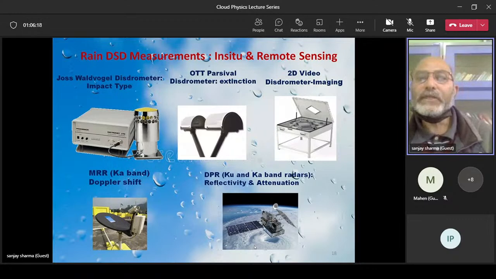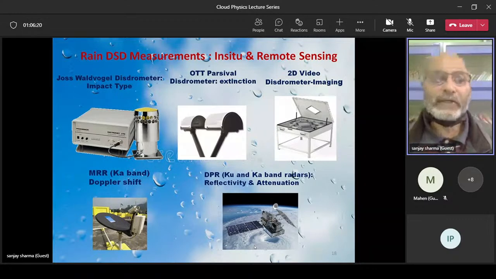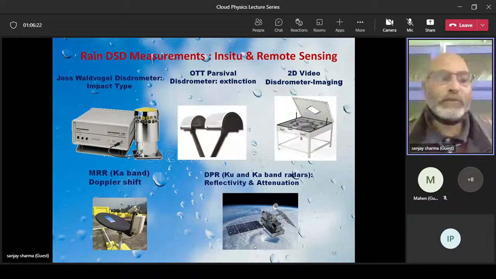Apart from this in situ measurement, we have remote sensing measurement also. Nowadays the micro rain radar is widely used. It is at K band, which is based on the Doppler shift. Here, moreover, it gives the vertical profile of the rain DSD also. I will be discussing it in detail in the next slides.